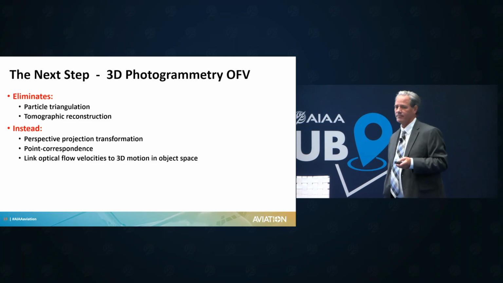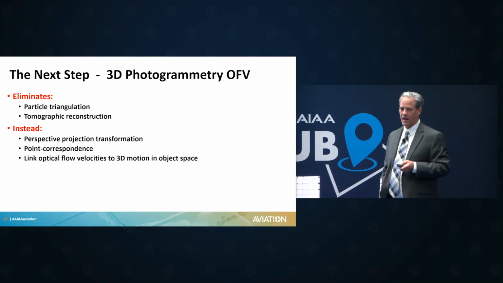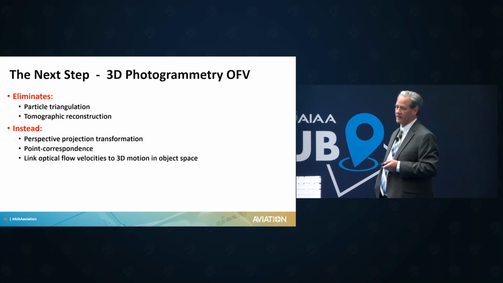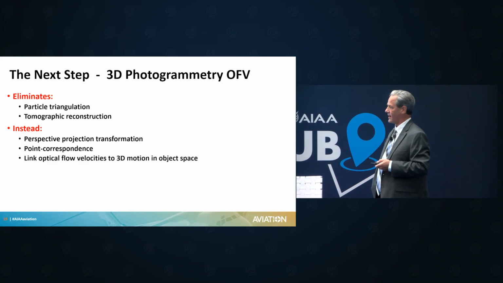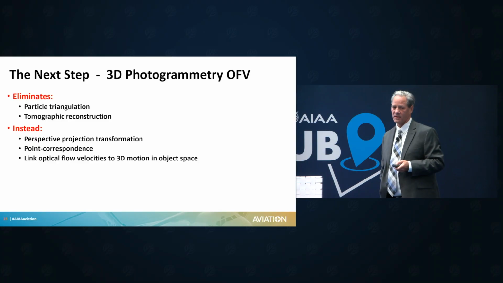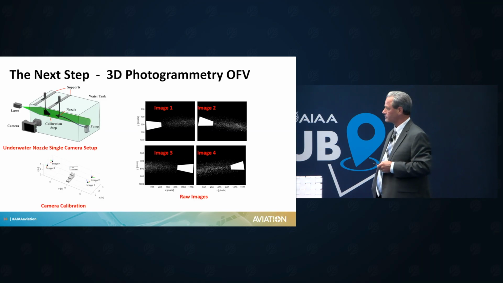So the next step: we just filed for a provisional patent a couple of weeks ago. It's to develop a 3D photogrammetry optical flow velocimetry. That eliminates particle triangulation and the tomographic reconstruction. Instead, we use that perspective projection transformation, point correspondence, and link optical flow velocities to 3D motion in an object. And we'll get into the setup for that.